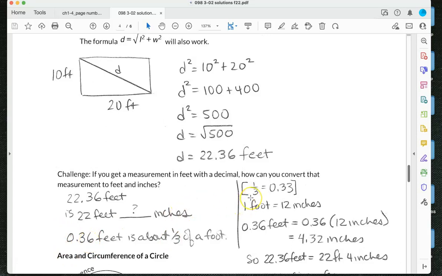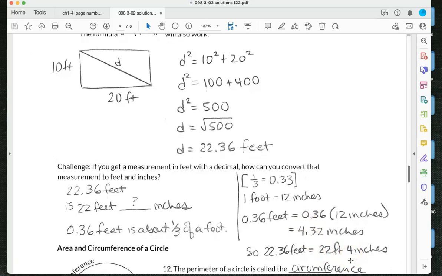So watch my reasoning here. If 1 foot is 12 inches, then 0.36 feet would be 0.36 times 12. And on my calculator, I get 4.32 if I do this multiplication. So I can just say that this is approximately 22 feet and 4 inches.